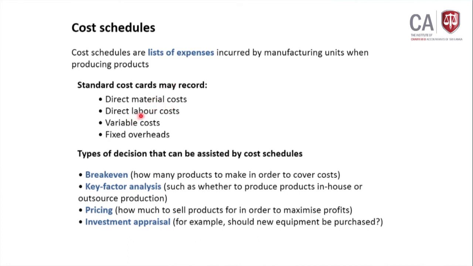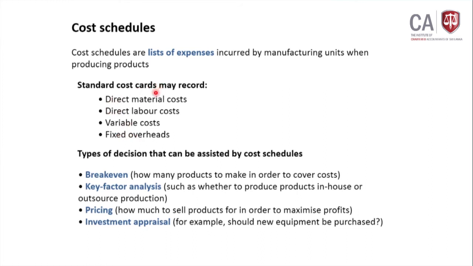Then labor cost. What are the labor charges? How many days do you require laborers to produce that product? So there are labor charges, and that is also included. And variable costs: in the production process, there can be various types of costs involved, not like the fixed cost. There can be fixed costs also, fixed overhead. So those things will be in the standard cost card.